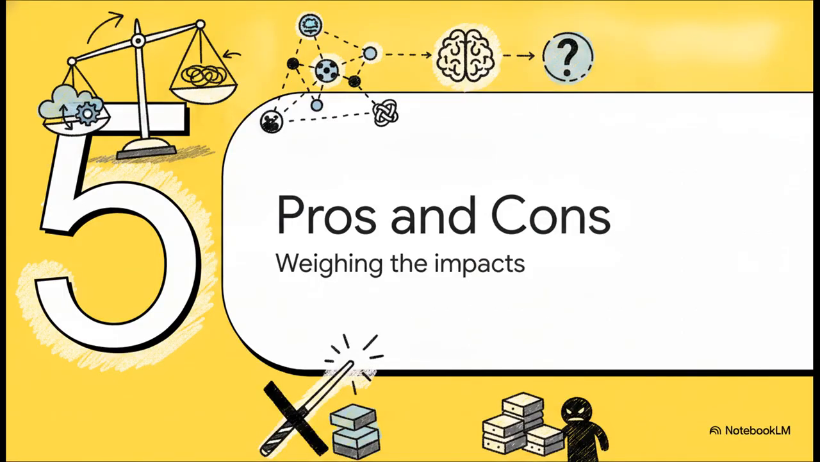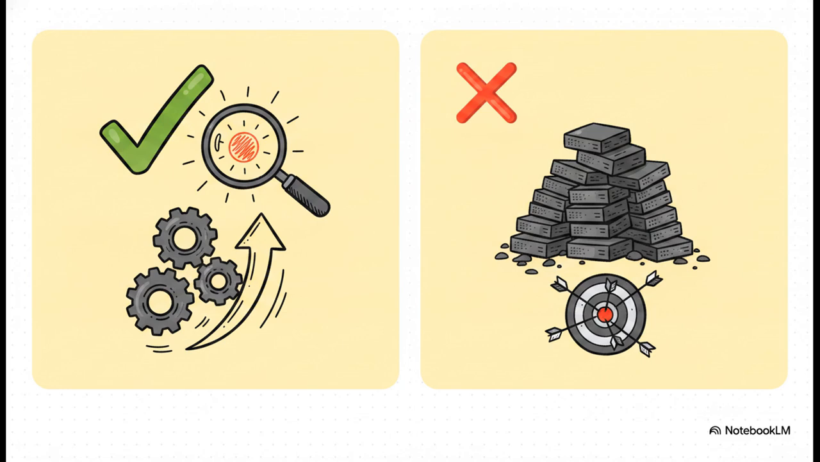Section 5, Advantages and Disadvantages. Taking a step back for a balanced view here. Look, while machine learning is undeniably powerful, it's not magic, and it comes with very real risks. The pros are phenomenal. It easily identifies hidden trends, operates completely without human intervention, and continuously improves its own accuracy. But look at the cons.